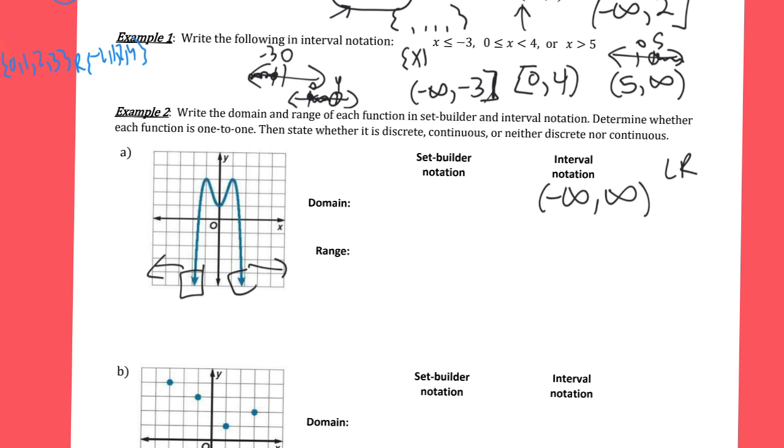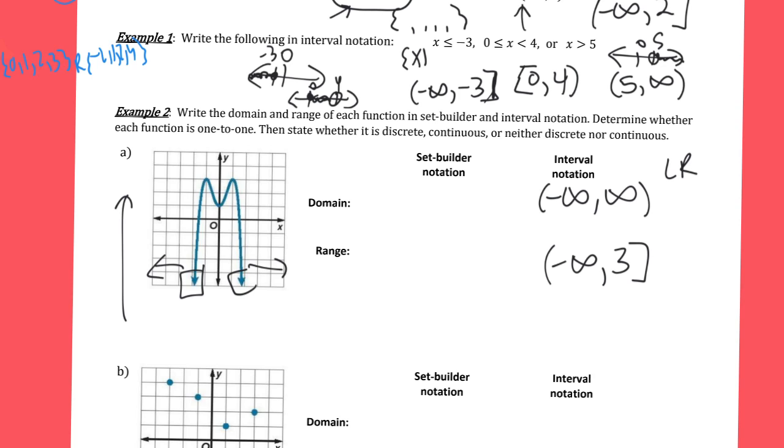The range is going to be from low to high. That's the Y coordinate. So it's going to go from -infinity until, it looks like, 3, and it stops at 3. So low to high is going to be the range. It's kind of weird: how far it goes left and right is the domain, and how far from low to high is the range.